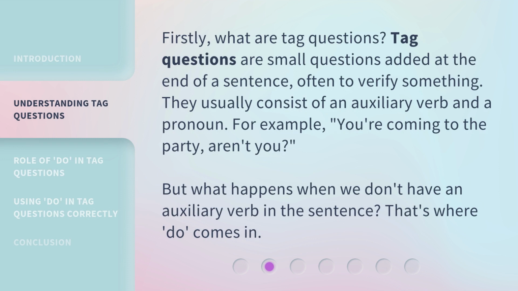Firstly, what are tag questions? Tag questions are small questions added at the end of a sentence, often to verify something. They usually consist of an auxiliary verb and a pronoun. For example, you're coming to the party, aren't you? But what happens when we don't have an auxiliary verb in the sentence? That's where do comes in.